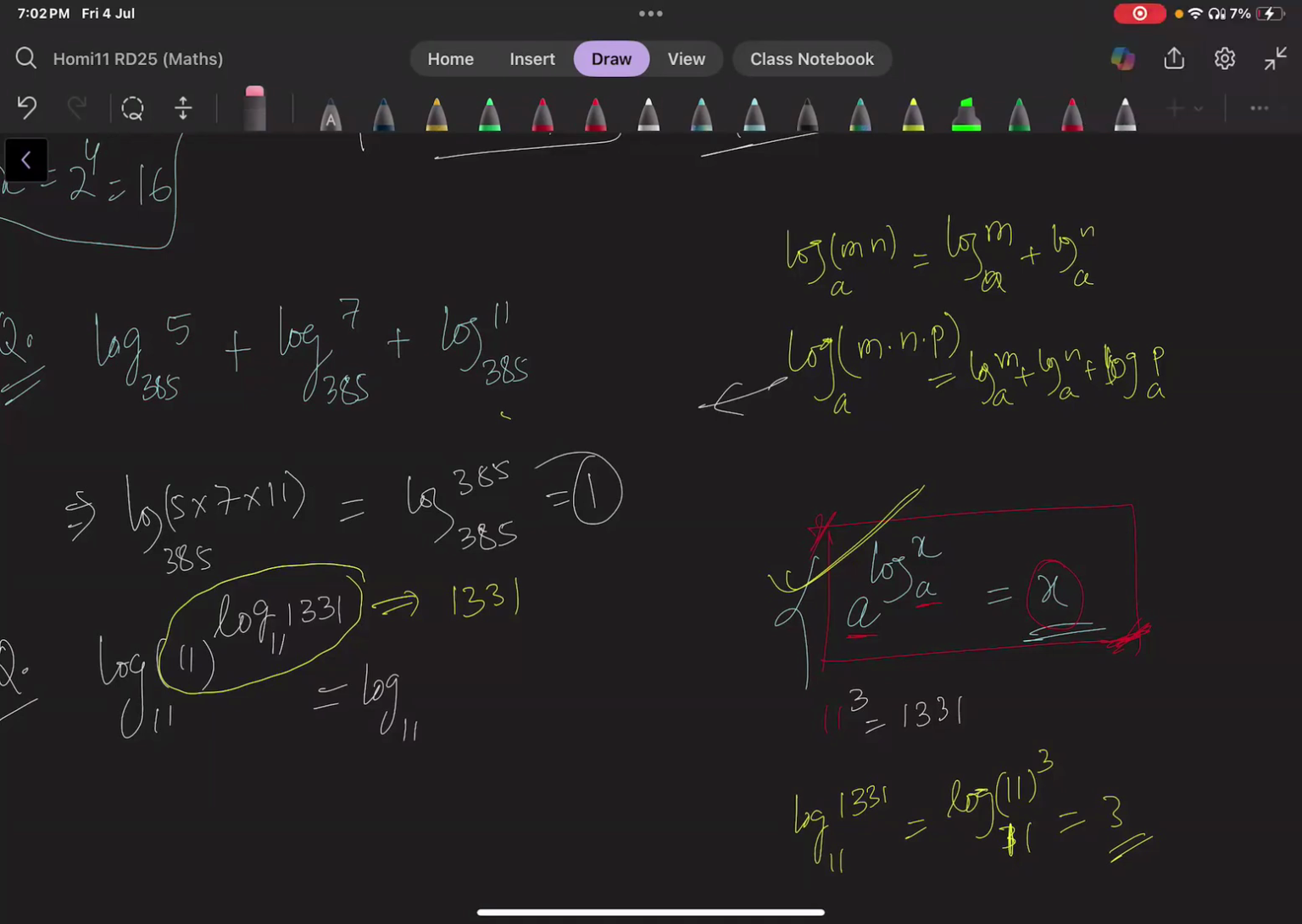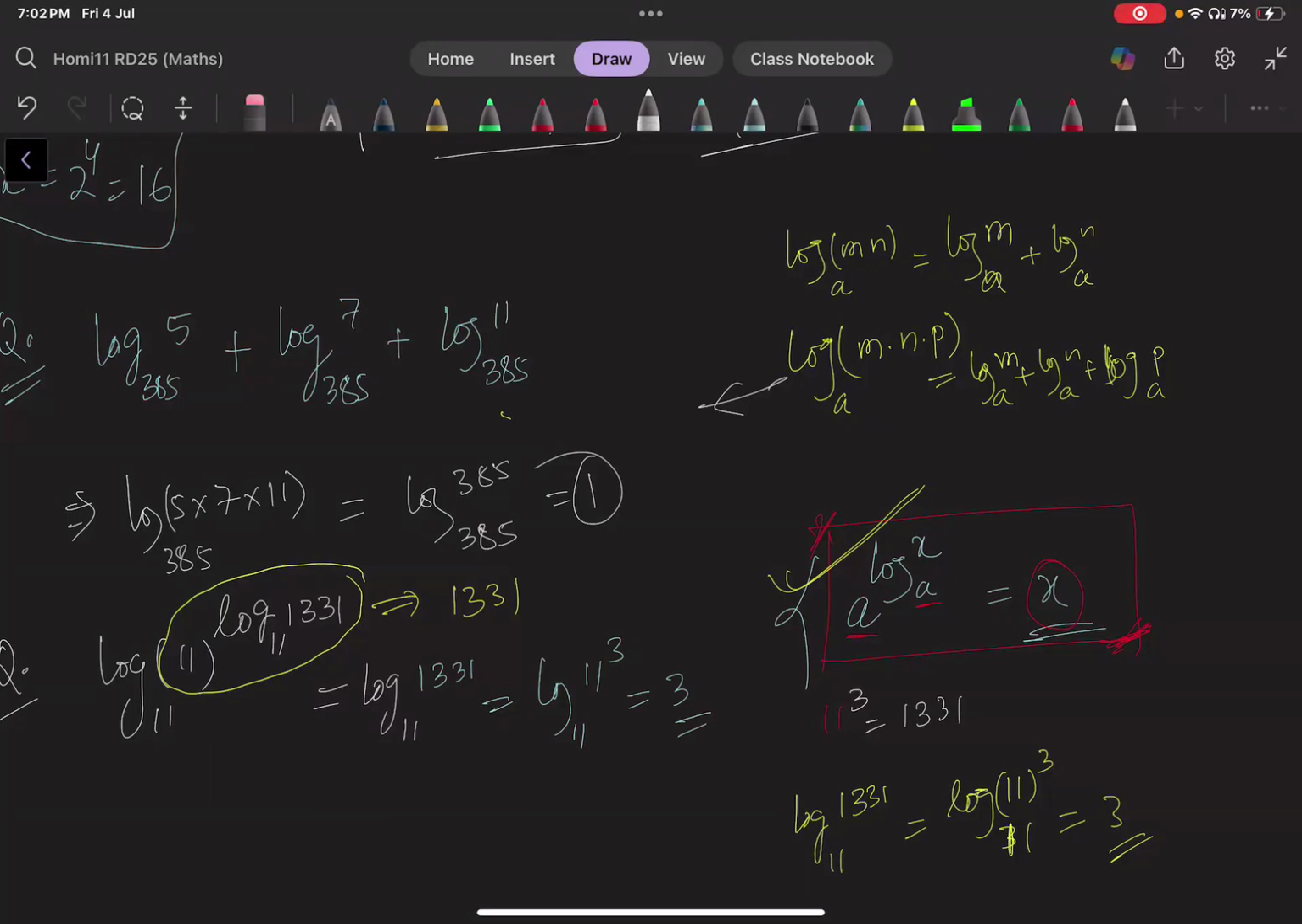So your formula, your property should be correct. You'll get the answer. So what I'm doing right now is I'm just writing this whole thing as 1331, and we know that 1331 is equal to 11 cube, and this is 11. We can take 3 outside, and log 11 base 11 is 1, so answer is 3.